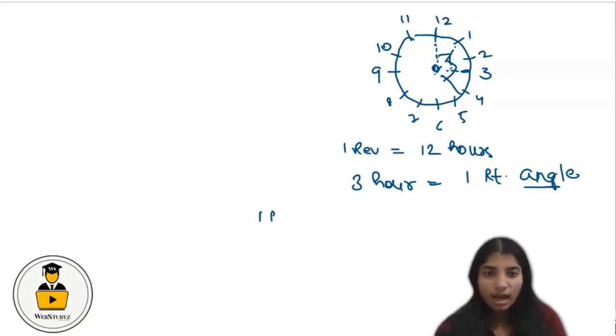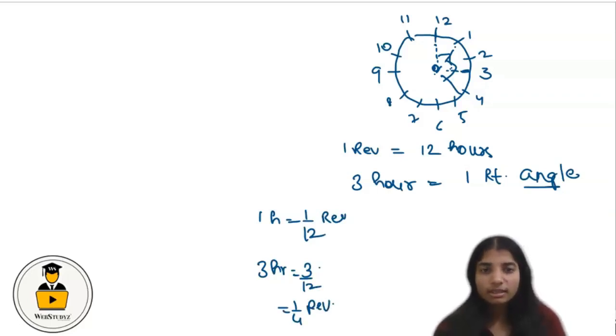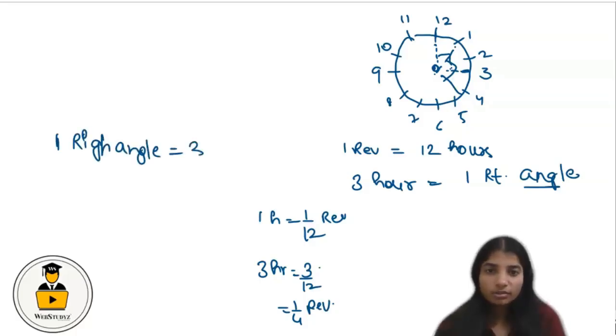Basically 1R is equal to 1 divided by 12 of the revolution. So 3R is equal to 3 divided by 12, that is equal to 1 divided by 4 of this revolution. So from here we have concluded that one right angle is equal to 3R, or equal to 1/4 revolution.